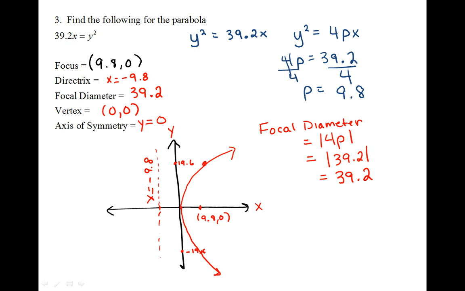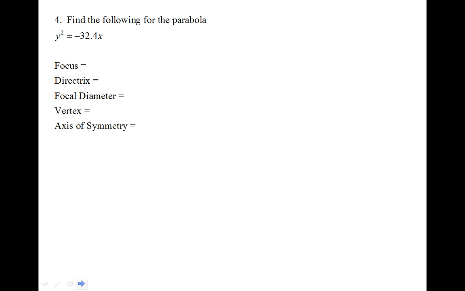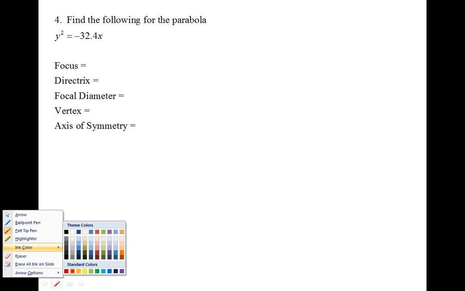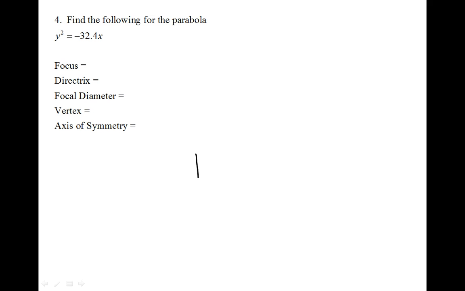All right, let's try one more of those. So now we have y squared equals negative 32.4. So this is going to be, once again, your axis of symmetry is still going to be horizontal, but this is going to be opening to the left. Still going to have your vertex at (0, 0).